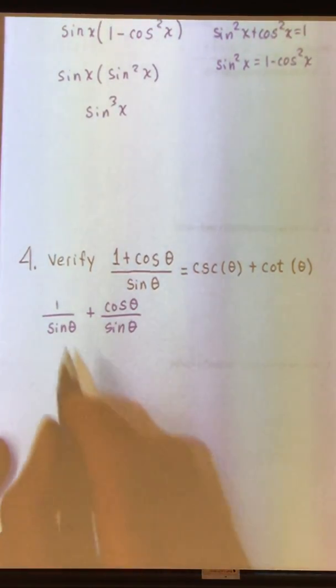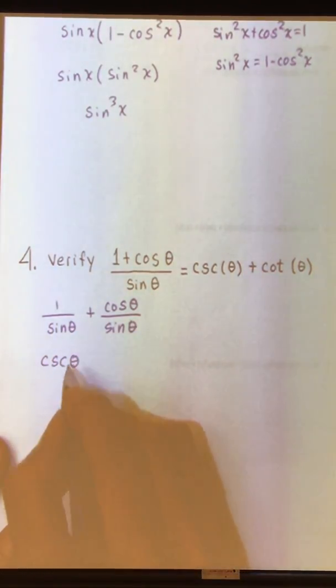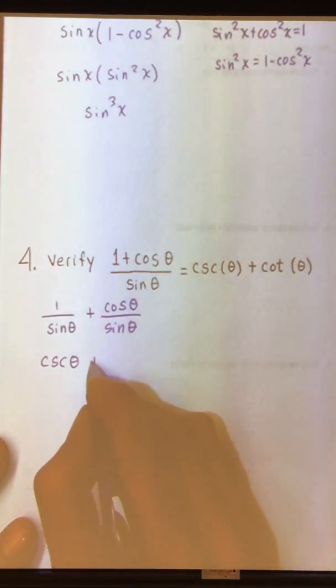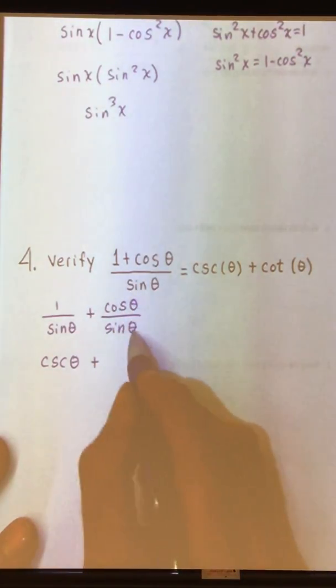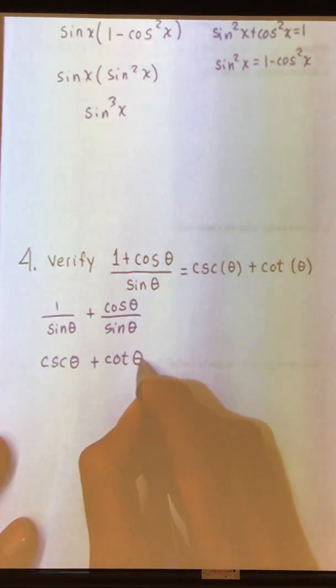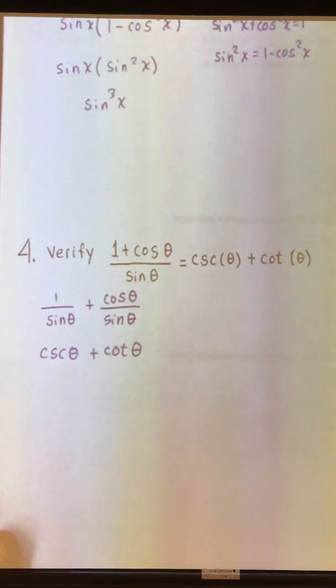Now, by definition, 1 over the sine of x is the cosecant. I keep saying x, but our variable here is theta. And by definition, the cosine of theta divided by the sine of theta is the cotangent of theta. So one arithmetic move here, by separating the numerators, allowed us to prove the identity.